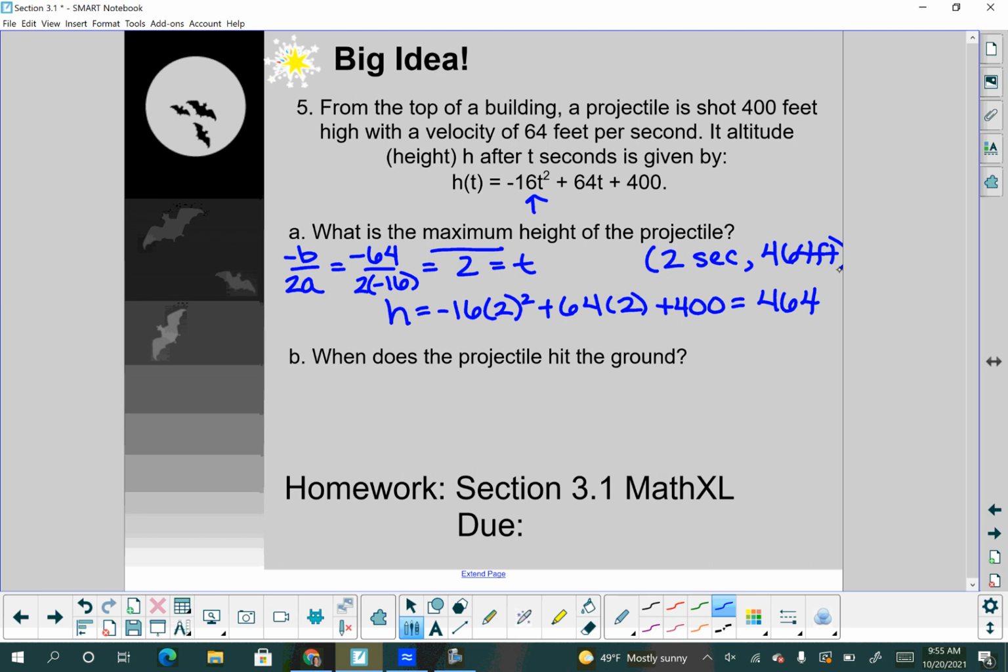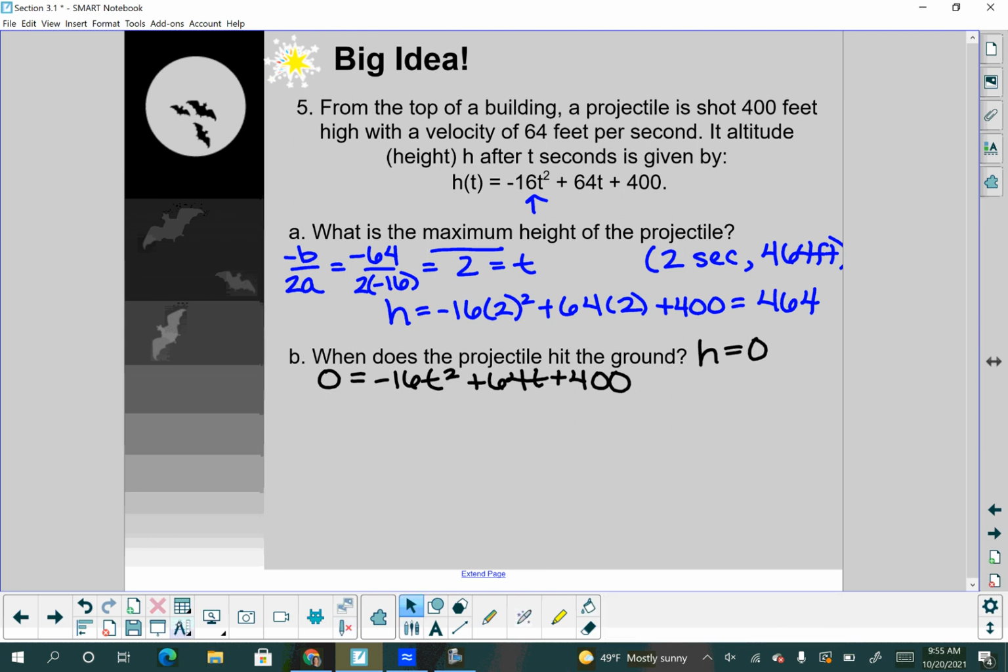Part B, when does it hit the ground? If it's hitting the ground, what's the height? Height is 0. So this is really just kind of like finding an x-intercept. Your y, or your h in this problem, is 0. Negative 16t squared plus 64t plus 400.